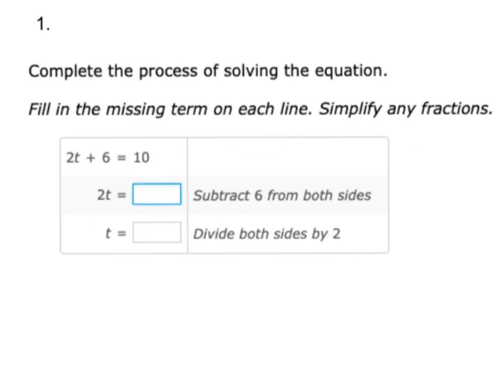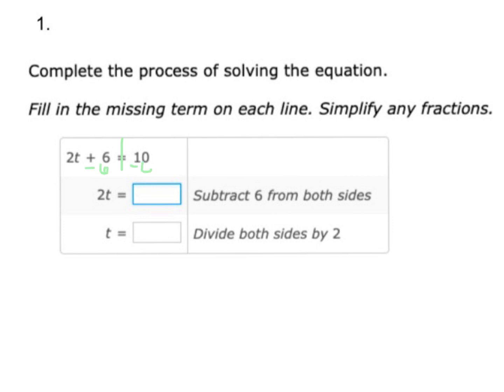Okay, here is your Unit 4 Equations Study Guide. Question 1. Complete the process of solving the equation. Fill in the missing term on each side. Simplify any fractions. So we have 2x plus 6 equals 10. Remember, to solve an equation, we use inverse operations.